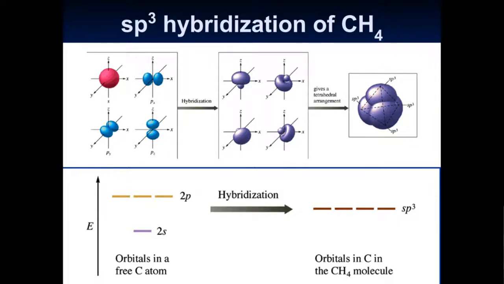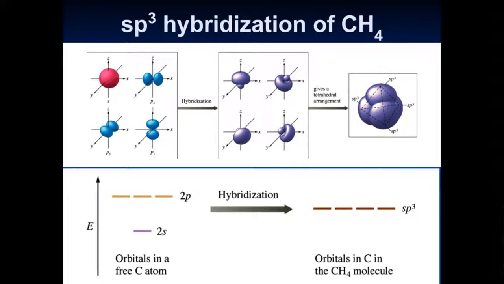If you look at the bottom half of this diagram, we can see the atomic orbital filling diagram notation, where on the left here we have the carbon atom by itself. We have the 2s and then the 3 2p orbitals slightly higher in energy. When we hybridize them, those 4 orbitals are redistributed, and they become 4 equal energy, degenerate sp3 orbitals. The energy of the sp3 orbitals is in between where the 2s and the 2p were, although it's a little closer to 2p because there are 3 of those in there and only 1 2s. We had 4 new orbitals.